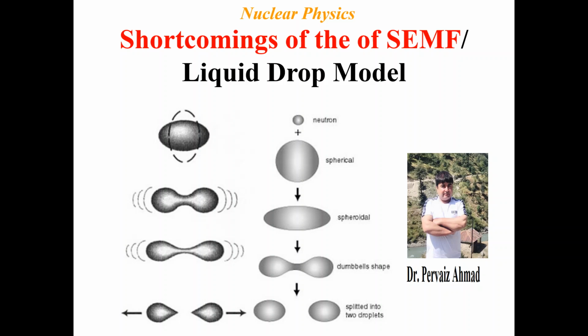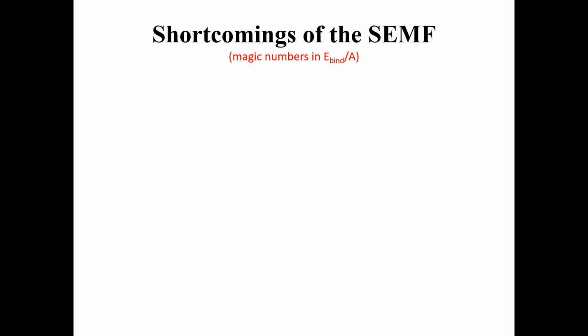I'm Dr. Fawaz Ahmed. In this lecture, we will discuss some of the shortcomings of the semi-empirical mass formula, or liquid drop model. So let's start our discussion with the shortcomings of the semi-empirical mass formula. The first shortcoming that we will discuss is the problem with the magic number and binding energy per nucleon.